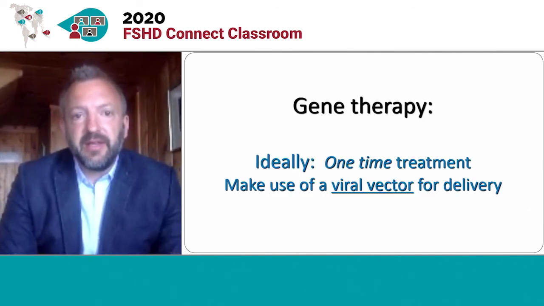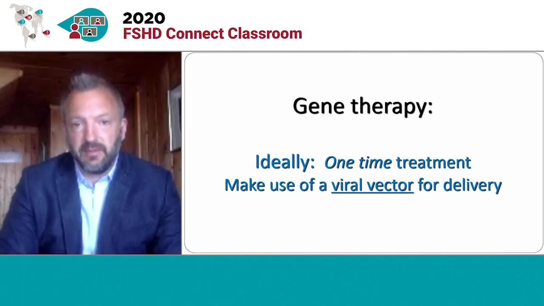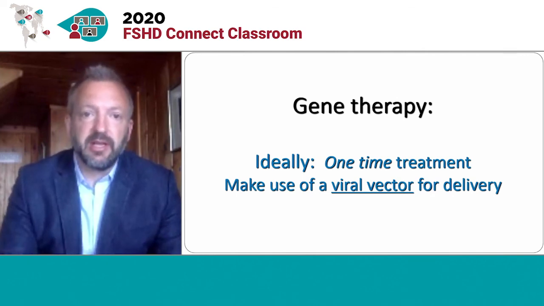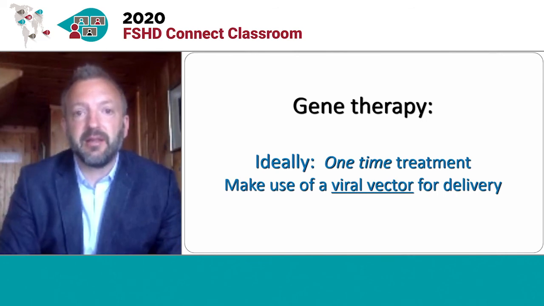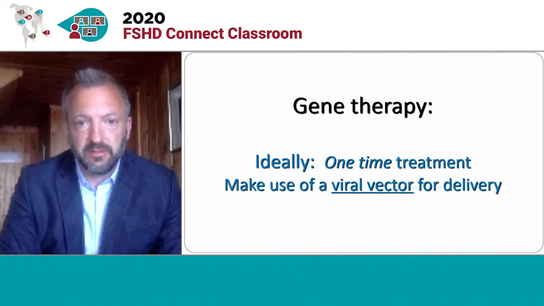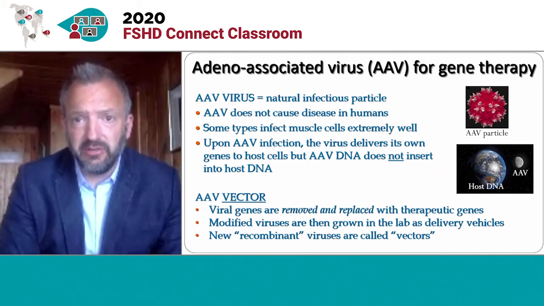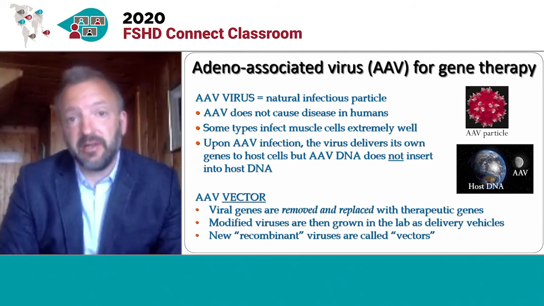So some of the features of gene therapy that are important to understand are that ideally, in a perfect situation, this should be a one-time treatment. Now, gene therapy hasn't been around long enough as an approved product to know if that's true or not, but that's how it should work. And it makes use of a viral vector to deliver the therapeutic product. So let me tell you a little bit about what a viral vector is, and the one that we are actually using for FSHD targeted gene therapy.